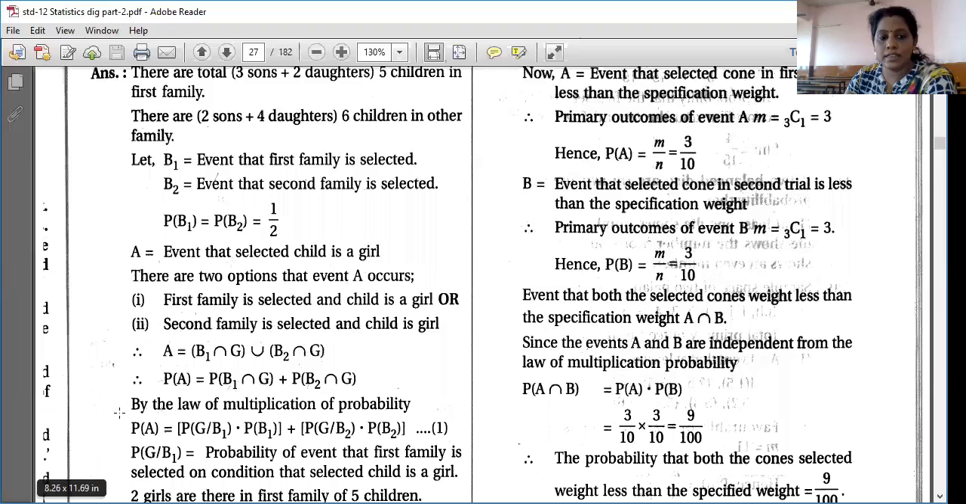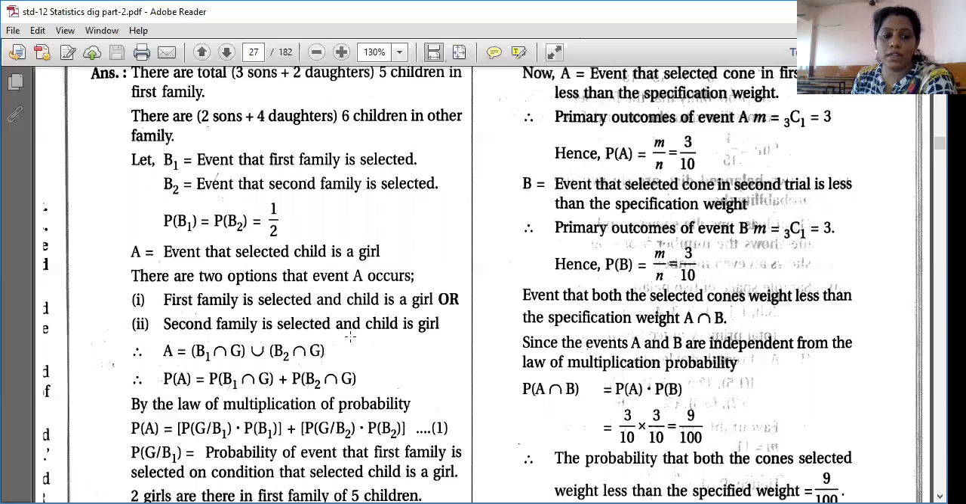Now, event A is that the selected child is a girl. Means if the first family is selected, then your selected child is from the first family. One child is to be selected, and that child should also be a girl child. Right? So there are two options for event A to occur: the first family is selected and the child is a girl, or the second family is selected and the child is a girl. Means the first condition is you have to select any one family, and the next condition is that among the children, 5 plus 6 from both families, 11, among the 11 children, one child is to be selected, and that is also a girl child, right?